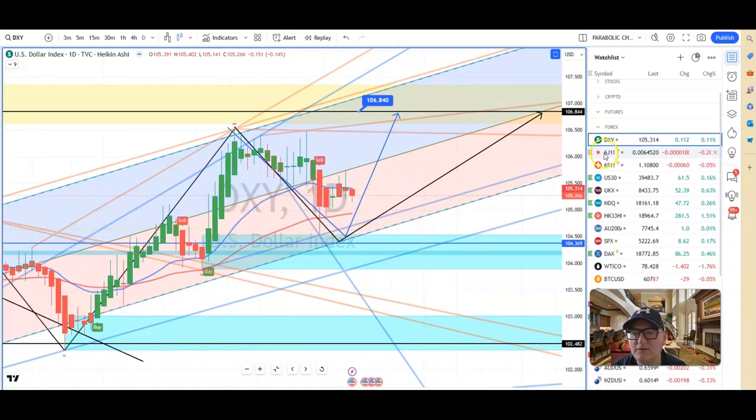We also use the yen futures contracts to predict the yen direction and the Swiss franc futures to predict the Swiss franc direction.